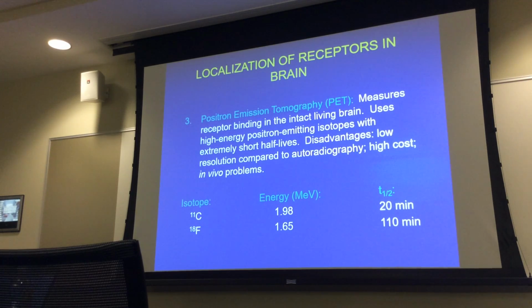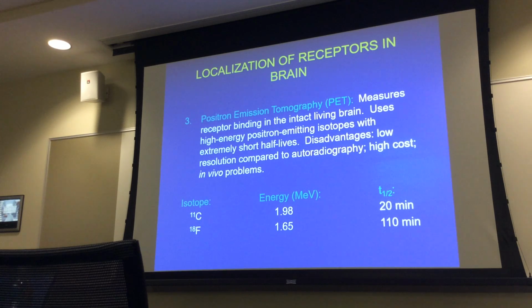Remember, we talked about half-lives. Tritium half-life was 12 years. Carbon-14 was 5,000 years. C11 is 20 minutes. Fluorine-18 is 110 minutes. So even if you had the capacity of these things to absorb and produce any tissue damage, they're cleared from the body very, very quickly because of their extremely rapid half-life.